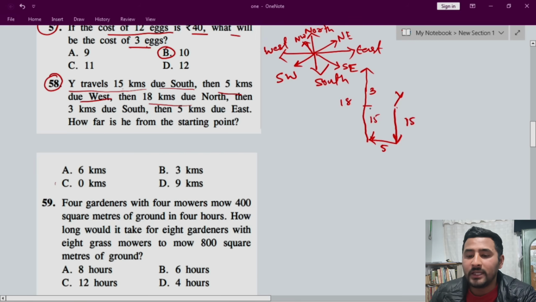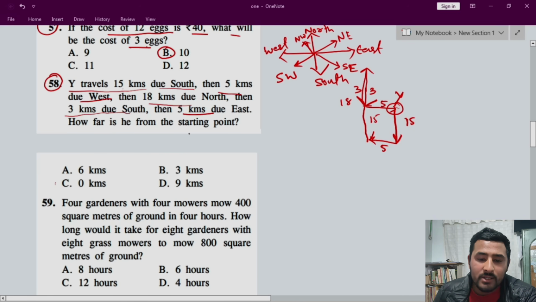So this will be a total of 18 kilometers. Then 3 kilometers due south. Again, from there it's coming back south. South means what? Down. So up to here will be 3 kilometers. Then 5 kilometers due east. Now from here it will go 5 kilometers due east. Since it is 5 kilometers, it will go back to its own position from the starting point. Okay, it will go back to its starting point.